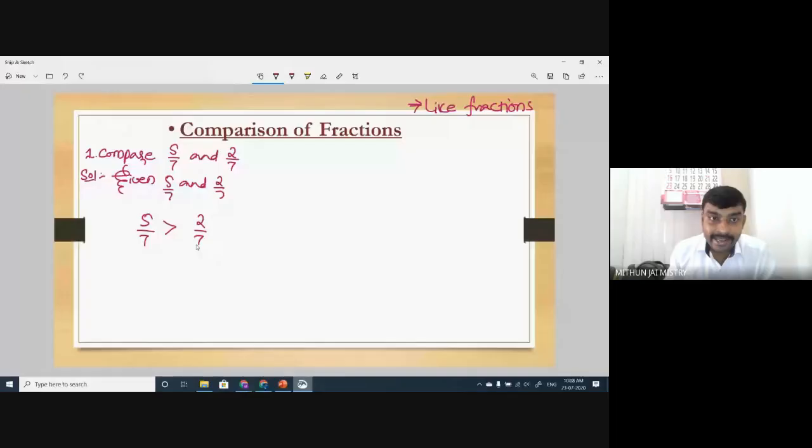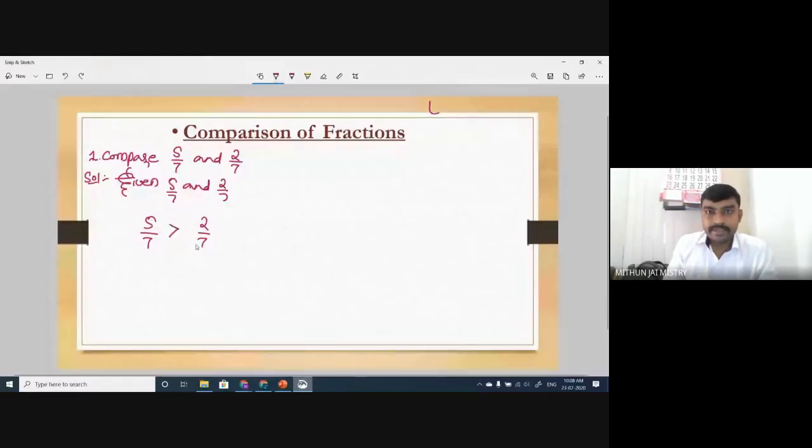So before seeing this 5 and 2, I have checked that 7 is equal to 7. That means they are like fractions. So if they are like fractions, then only we will check the numerator, and then we will pick the numerator which is bigger, right? So 5 is bigger, right? Now how do we read this one? We read this one as 5 by 7 is greater than 2 by 7. That's great. Now let me take one more question, number two.